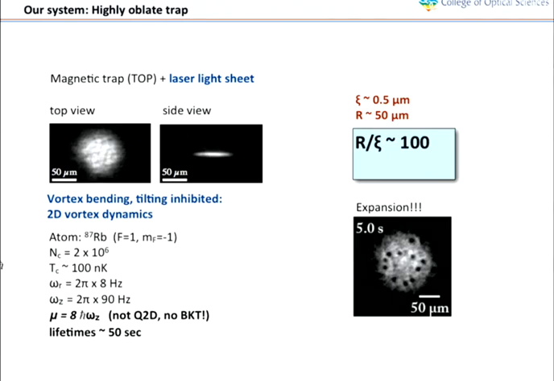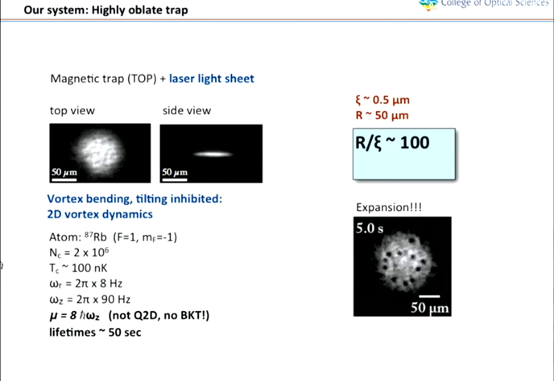but again, we're nowhere close to looking at BKT physics. The chemical potential is about 8 times the mode spacing in the tight direction. This is an experiment done with rubidium-87 with about 2 million atoms. Our temperatures are somewhere below 100 nanokelvin. That's about our critical temperature. And if you're interested, trap frequencies are 8 hertz by 90 hertz. We get lifetimes of about 50 seconds in these traps. Plenty long enough to do studies on vortex dynamics.